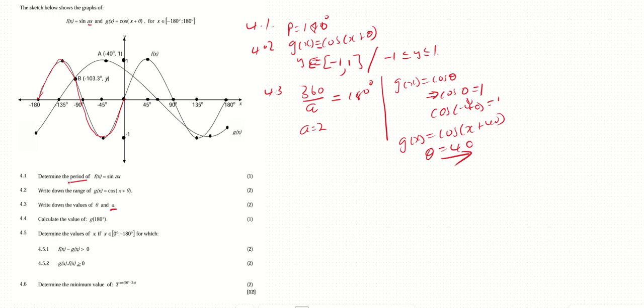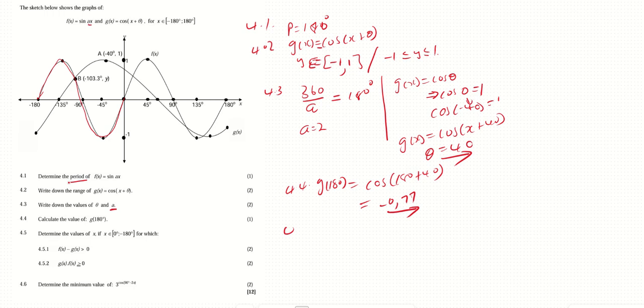Determine the value of g(180). 4.4, g(180). In this case we're just going to have cos(180 + 40), which in this case we have as -0,77. That's our value.